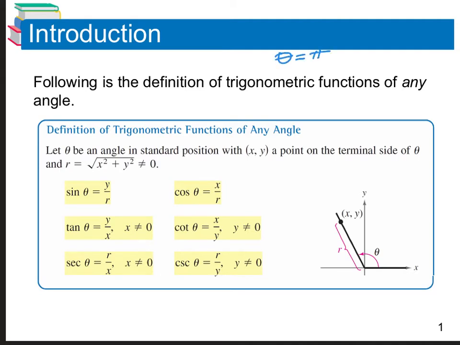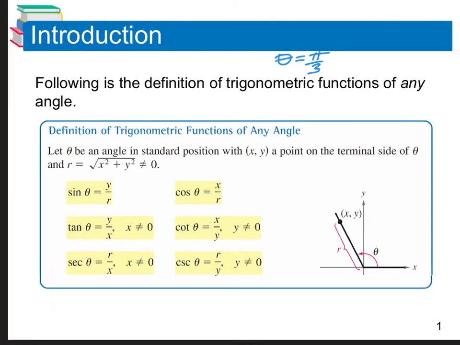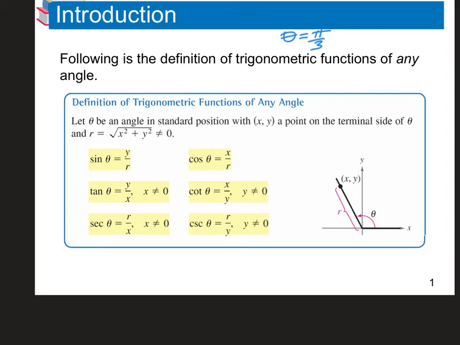If I gave you theta is pi over 3, you guys would go to the unit circle. You would find the ordered pair, and then you would tell me what the sine is, what the cosine is, all that stuff. What we're talking about now is trig functions of any angle, not a specific angle that lies on the coordinate plane, on the unit circle. What you're going to be given is an x value and a y value. You're going to have to find the r, which happens to be the hypotenuse.